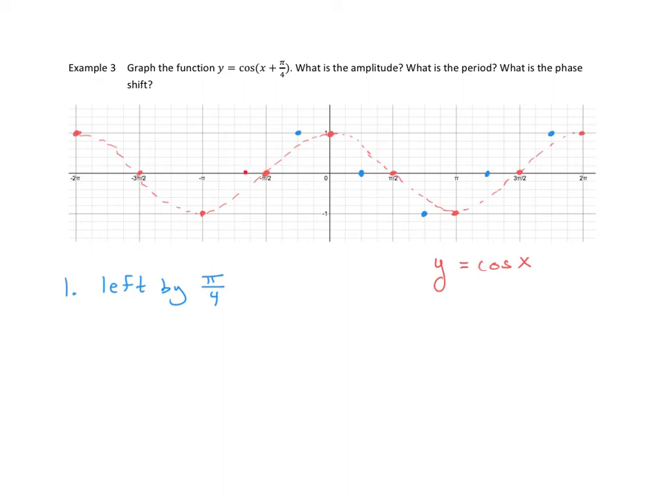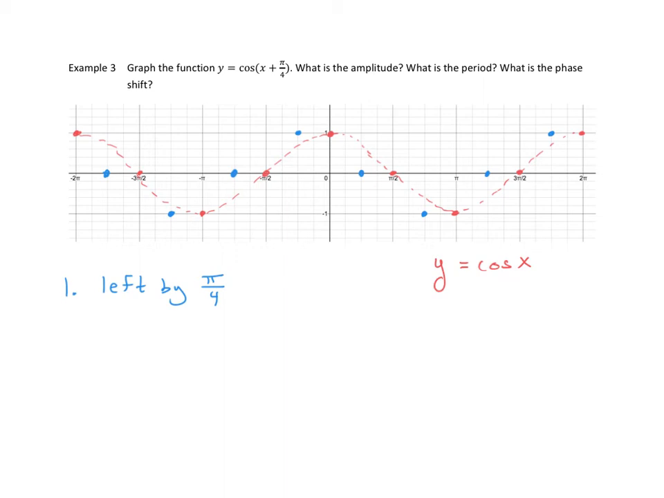This one, if I go pi over 4 to the left, I go here. If this goes pi over 4 to the left, I'm here. Pi over 4 to the left takes me here. And this one actually is no longer on my grid, so I'm not really going to try to sketch it. But I do know what the final graph looks like.